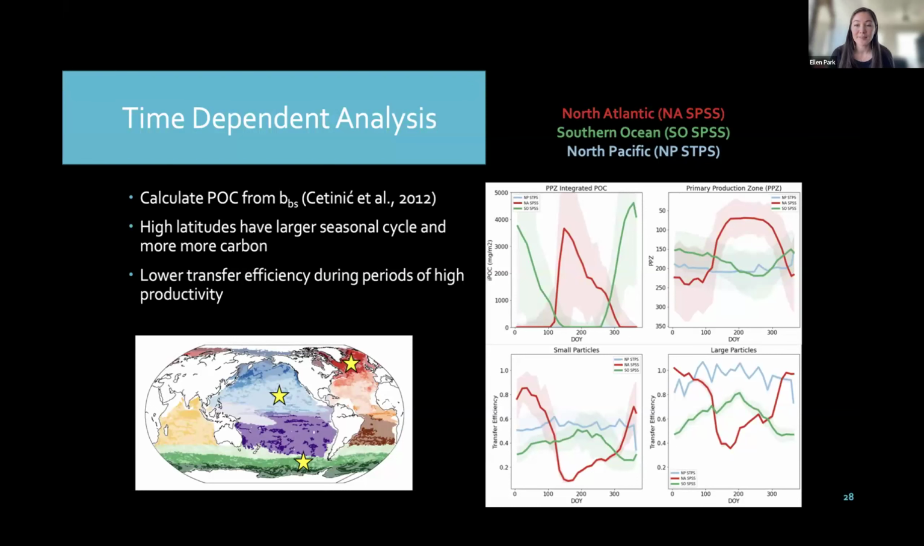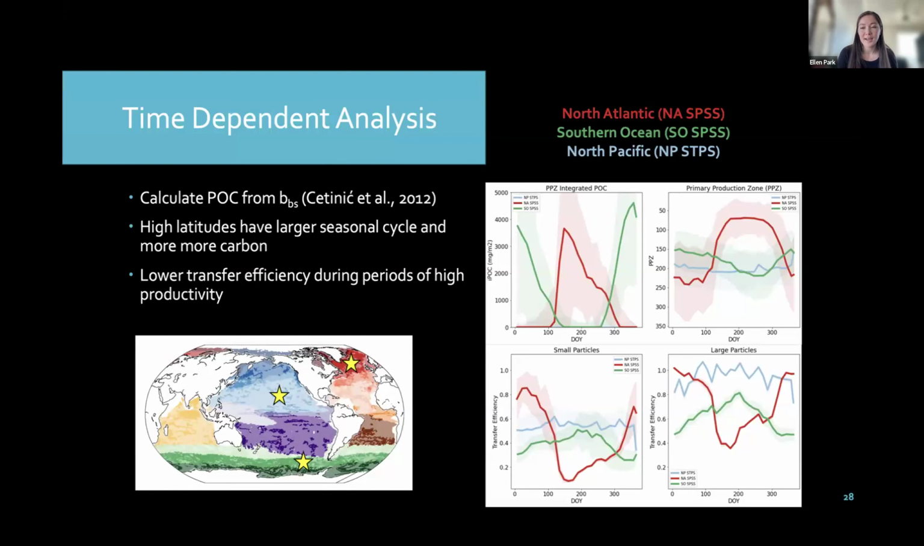Then if we look at the upper rightmost figure, we're comparing the change in the primary production zone depth, so what we're using as that reference depth or considering the surface ocean. For the North Atlantic, we see that there's more variation in the primary production zone depth compared to the Southern Ocean. And then we don't see much change in the North Pacific, which again is what we expect because there's not much seasonality in these lower latitude regions.